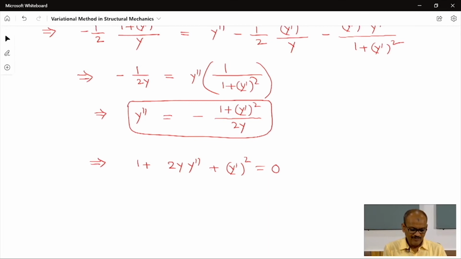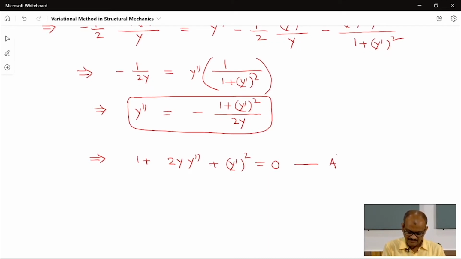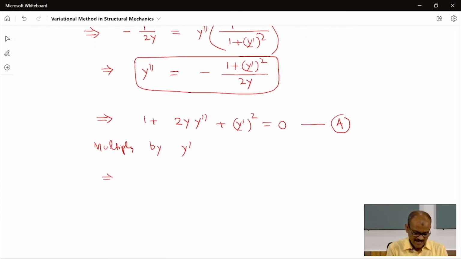Let this be equation A. If we multiply by y dash, then what will it be? It implies y dash plus 2y y dash y double dash plus y dash cube is equal to 0.